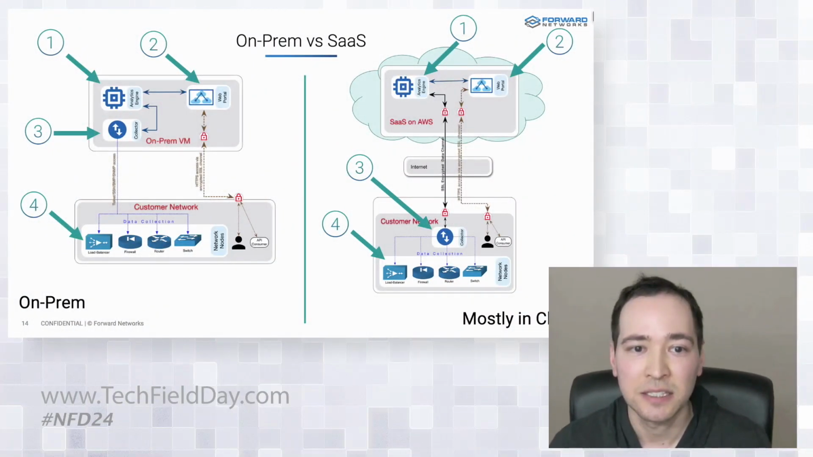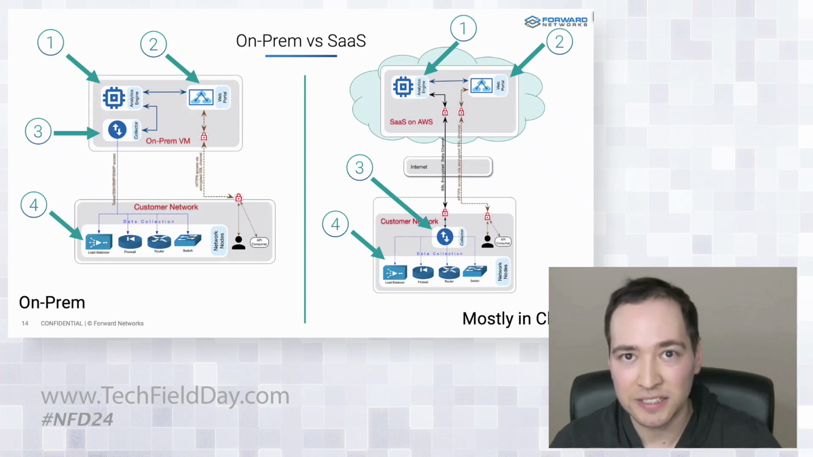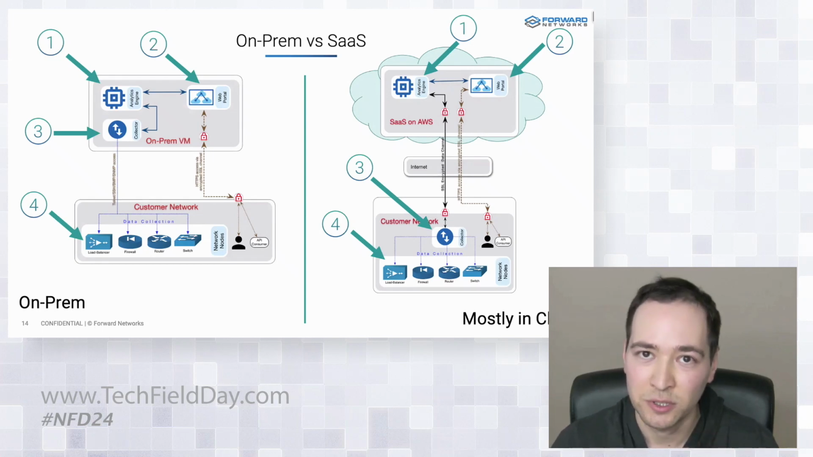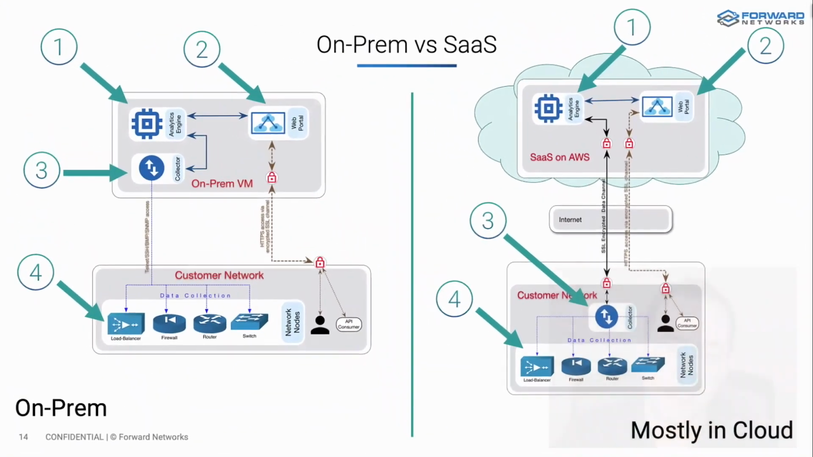If you choose SaaS, the analytics engine and the web user interface are in the cloud, but the collector is installed somewhere within your premises. That's why I said mostly in cloud. It needs access to your network as well as the internet. Collected sensitive data from your devices, such as passwords and cryptic keys, is stripped before uploading to the cloud. And that's where the data is stored, in the cloud.